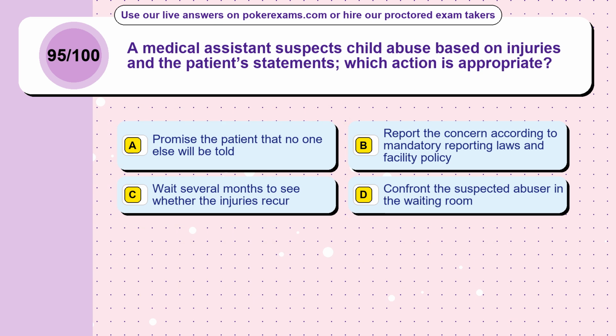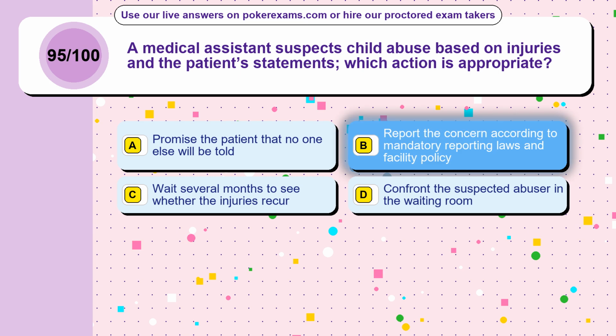Question 95. A medical assistant suspects child abuse based on injuries and the patient's statements. Which action is appropriate? Option A. Promise the patient that no one else will be told. Option B. Report the concern according to mandatory reporting laws and facility policy. Option C. Wait several months to see whether the injuries recur. Option D. Confront the suspected abuser in the waiting room. The correct answer is option B.